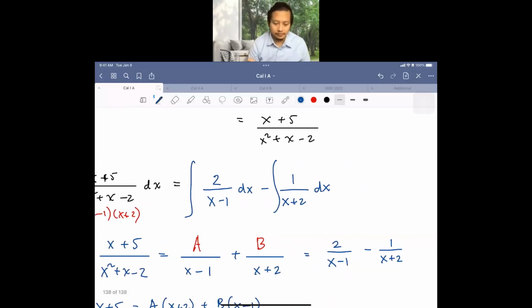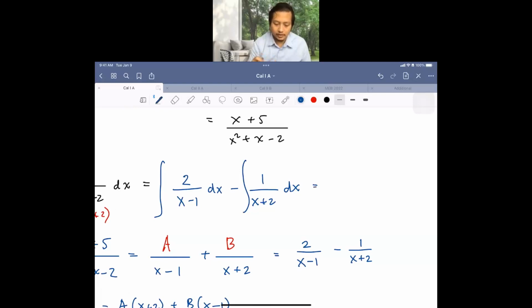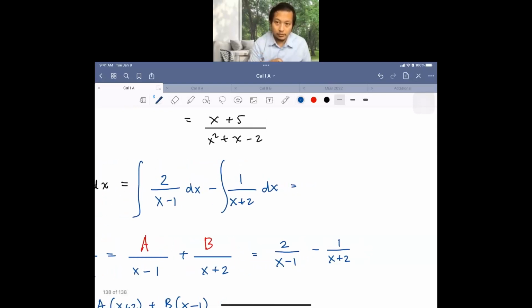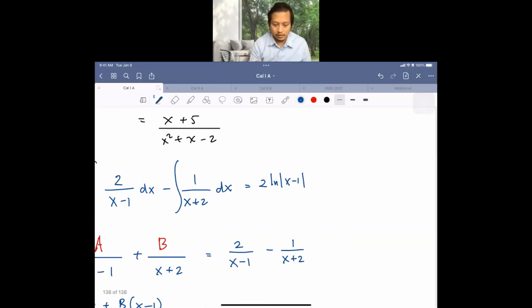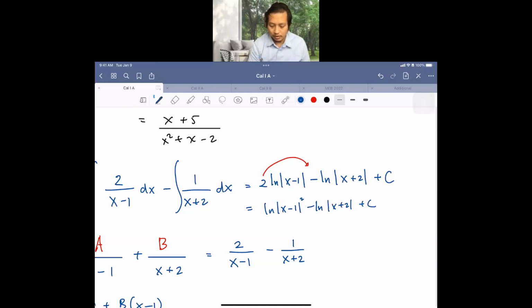Okay, and then we directly get the answer, that 1 over x minus 1 integrates to ln, right? So we can write this as 2 ln of x minus 1 minus ln of x plus 2 plus c. Or if you want to write it completely, this 2 can go inside, so we can write ln of x minus 1 squared minus ln of x plus 2 plus c.